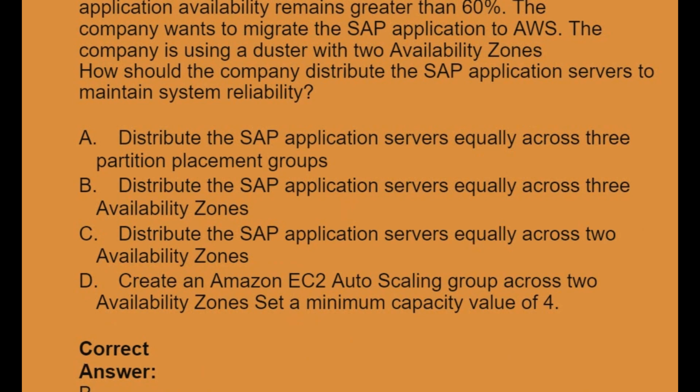Option A. Distribute the SAP application servers equally across three partition placement groups. Option B. Distribute the SAP application servers equally across three Availability Zones. Option C. Distribute the SAP application servers equally across two Availability Zones. Option D. Create an Amazon EC2 Auto Scaling group across two Availability Zones. Set a minimum capacity value of 4.